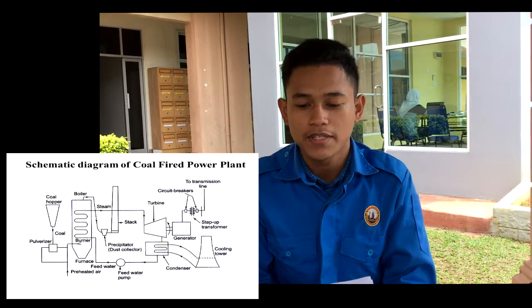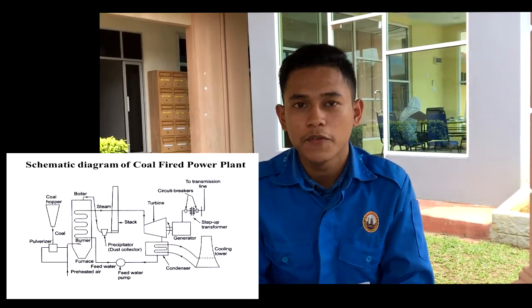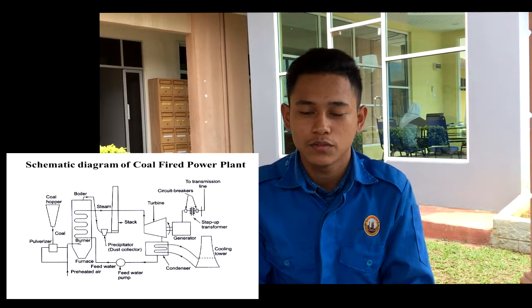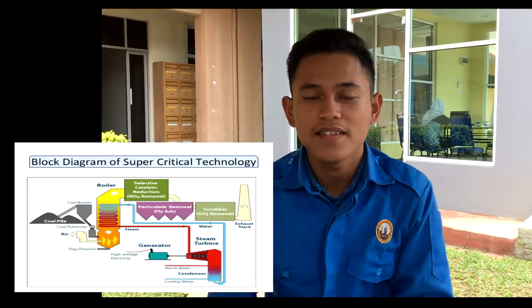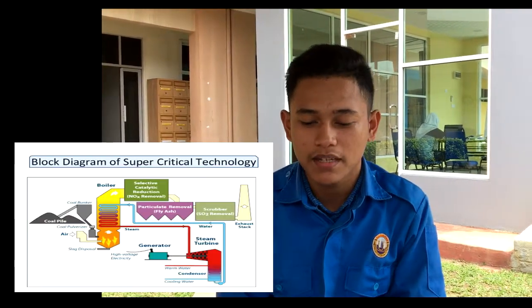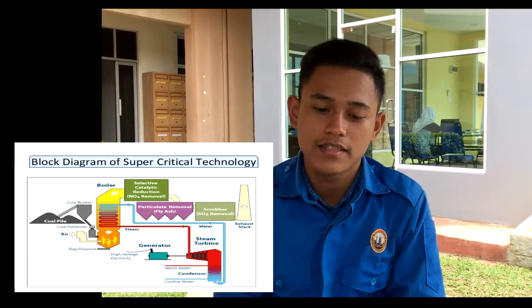And then in the turbine section, steam expands as it is passed through a number of nozzles. Heat energy is thus converted to kinetic energy. Steam is then passed over blades arranged on the shaft of the turbine. The shaft rotates and kinetic energy is thus converted to mechanical energy.